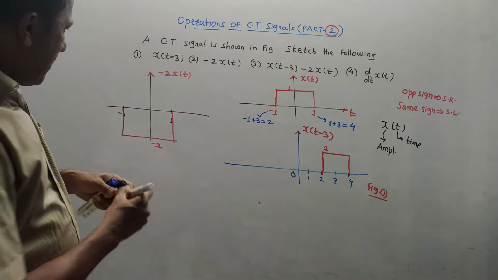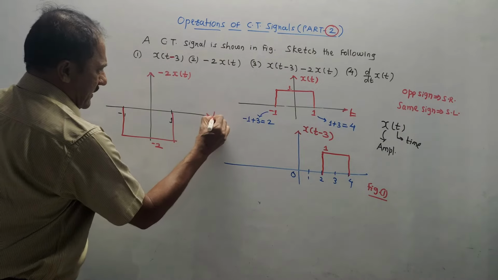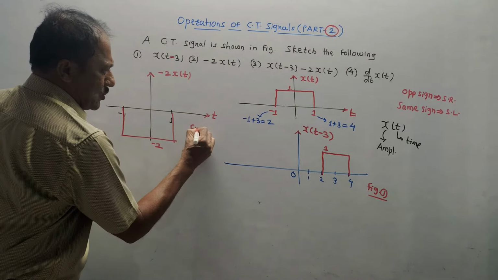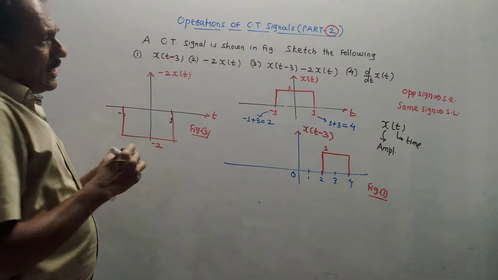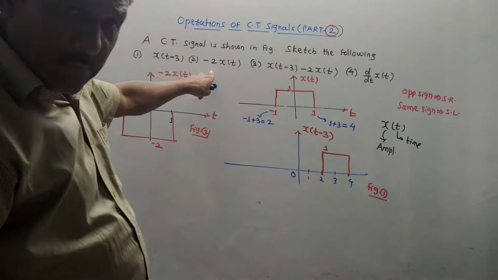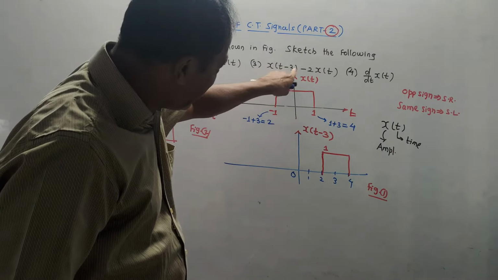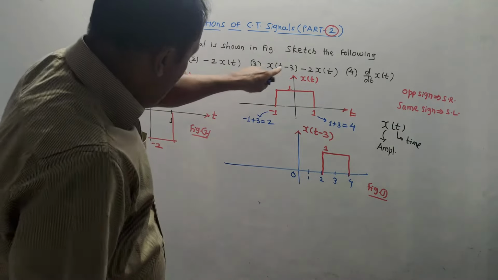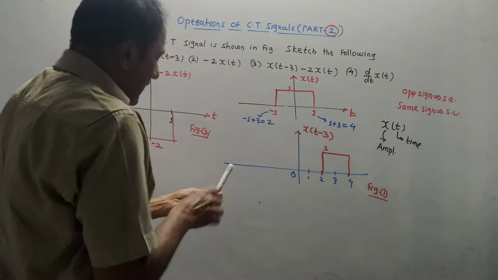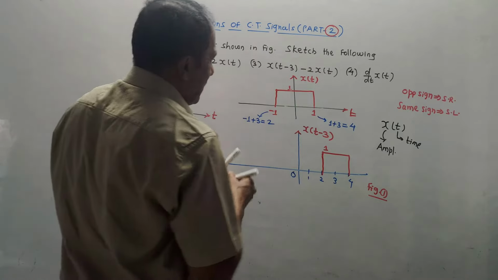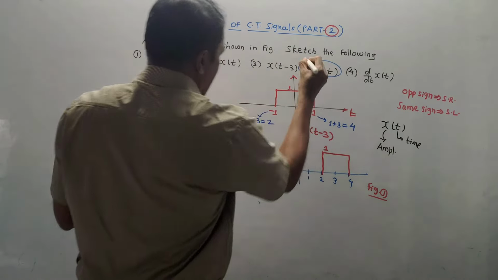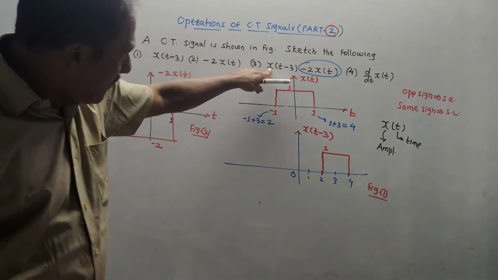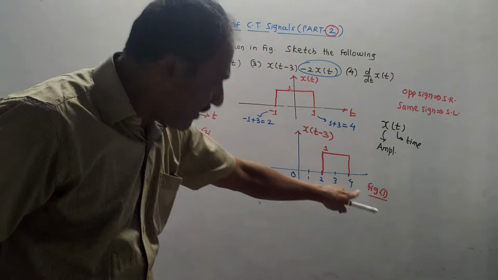This is the second part. So give some figure number. Say on this axis by default it is t. So it is figure number 2. Now third part, x of t minus 3 minus 2x of t. Don't get confused. This -2x of t, just now we have drawn this diagram of -2x of t. This is figure number 2. X of t minus 3 is figure number 1.